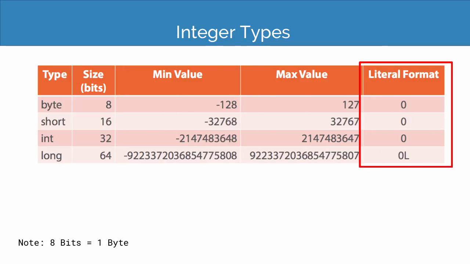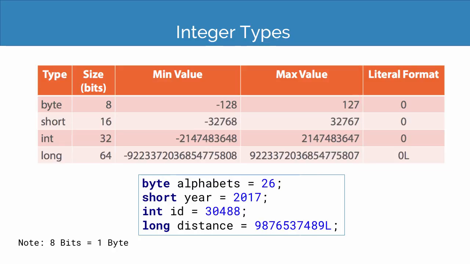And on the right hand side, I have the literal format that shows that in case of long, we have to append capital L at the end. And for the rest of the integer types, it doesn't require any suffix. It is only in the case of long that we need to append capital L at the end. Now these are some examples of these data types, such as byte, short, int and long. They all are basically number representation.